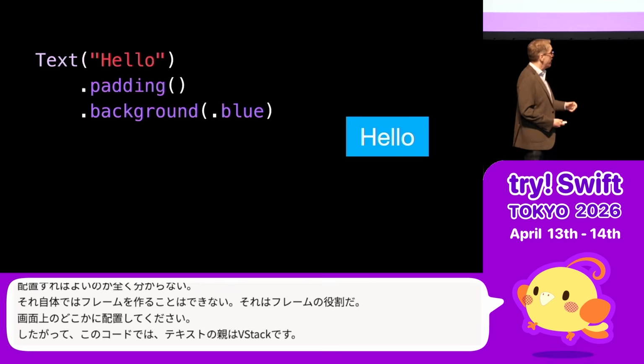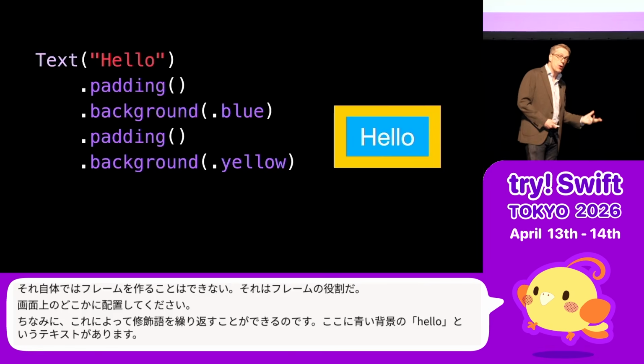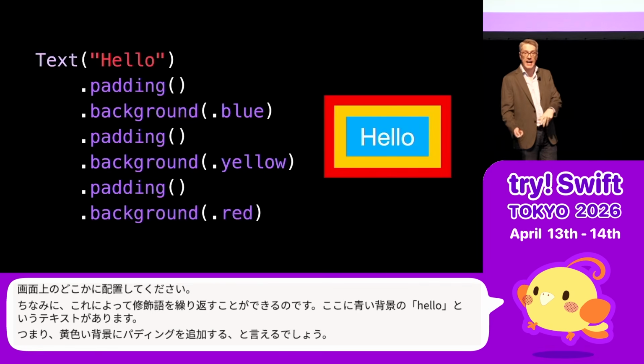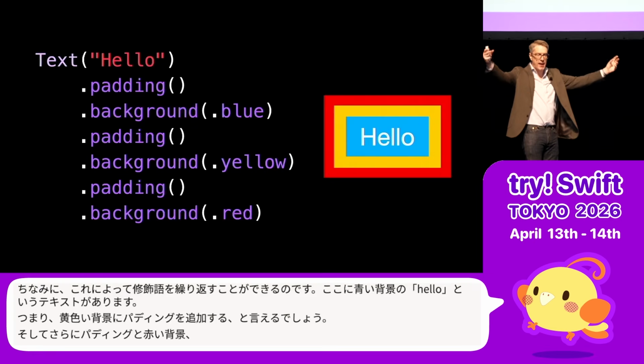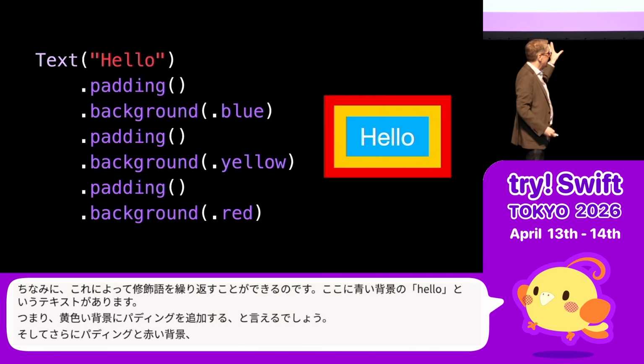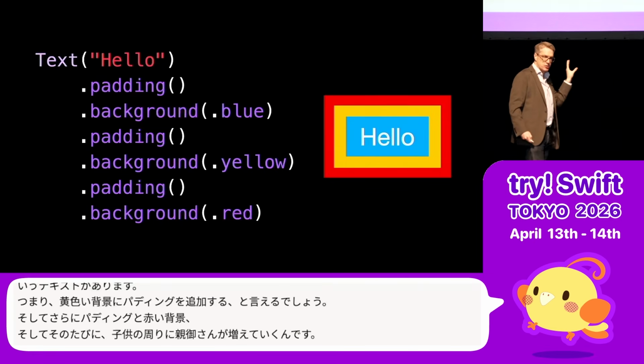And this is what allows us, by the way, to repeat modifiers. I have text hello here with a blue background, but I could say add more padding and a yellow background, and then more padding and a red background, and each time I'm making more and more parents around the child. That is how SwiftUI is designed to work.